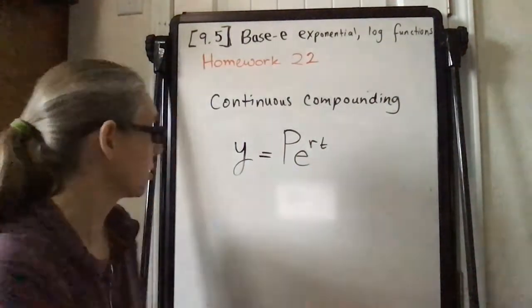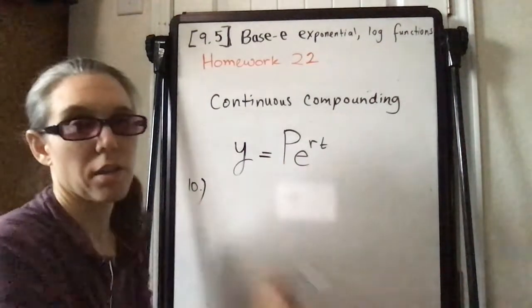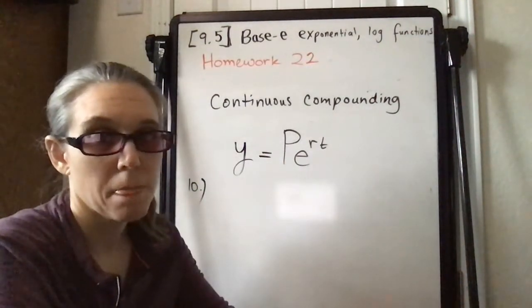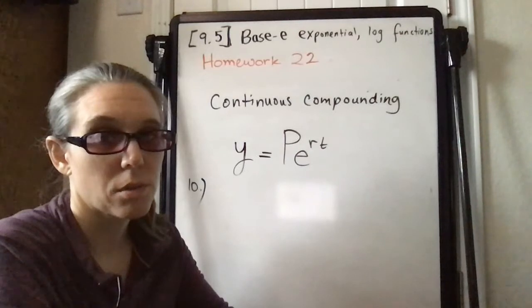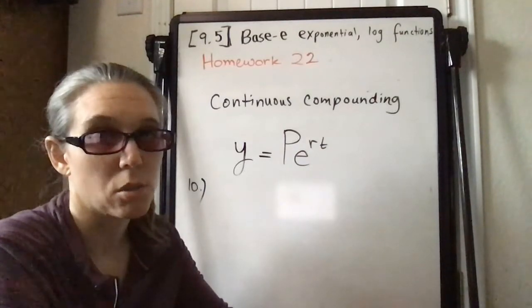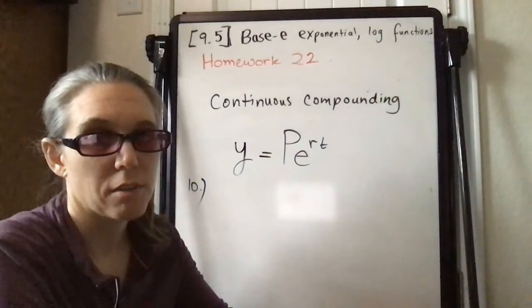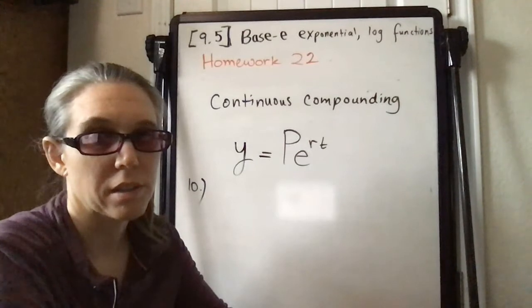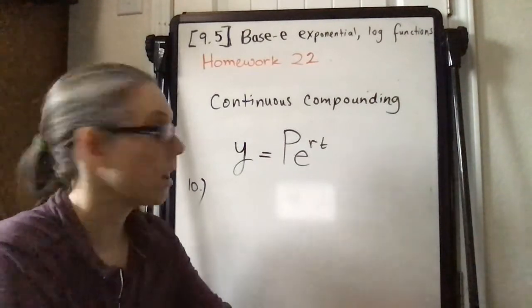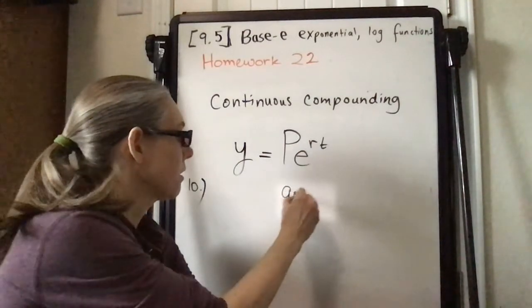So in question number 10, it says, find the time it takes for $9,000 to double when invested at an annual rate of 2.3% compounded continuously. Okay, so I am investing $9,000.